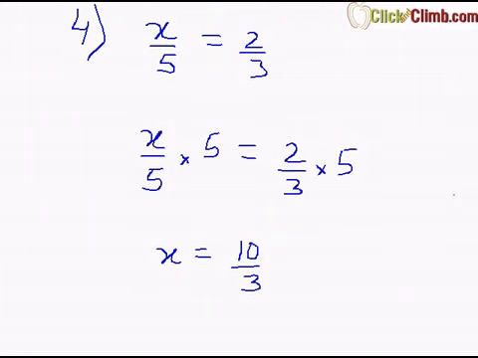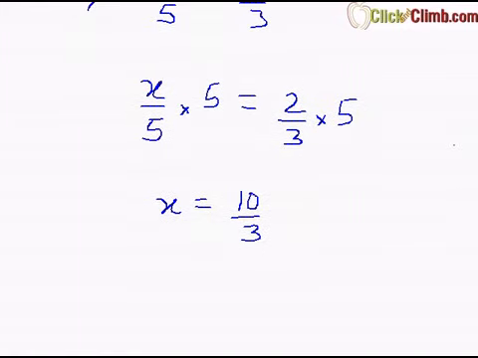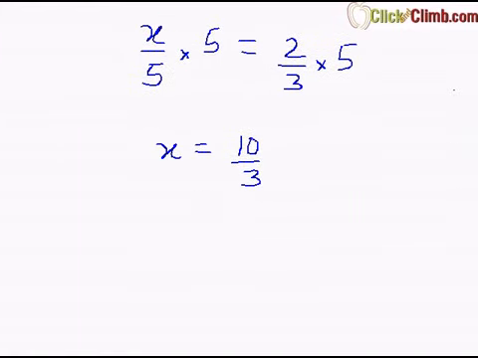Now one thing we can notice is that 10 over 3 is an improper fraction. A fraction in which the numerator is greater than the denominator is an improper fraction. This improper fraction can be turned into a mixed number. 10 divided by 3 gives me 3 as a whole number, 1 is the remainder, and we divide it by 3, that was the divisor. So x is either 3 and 1/3 or x is 10/3.